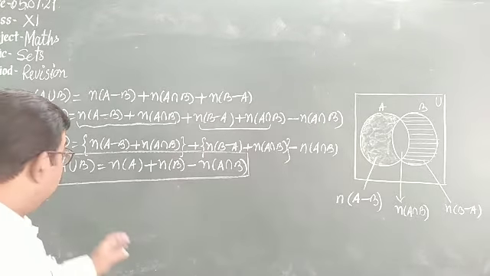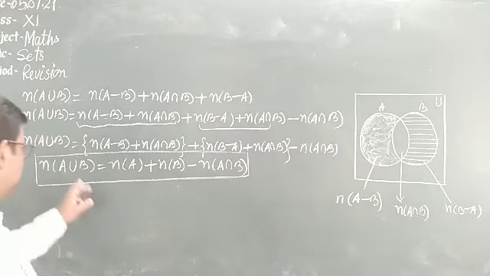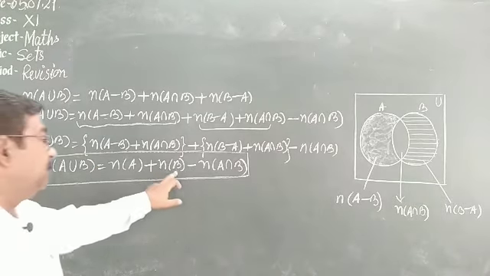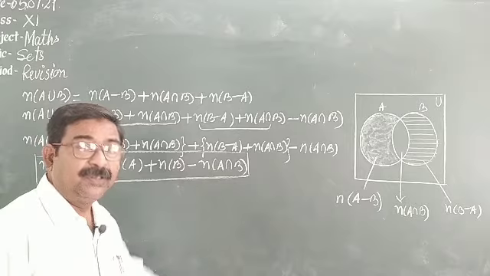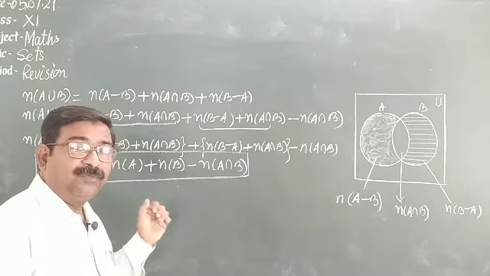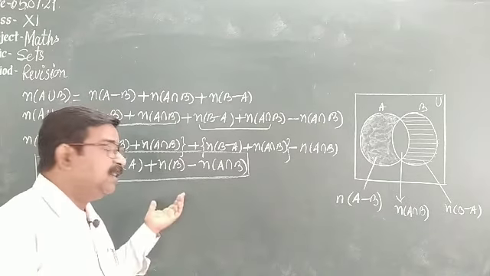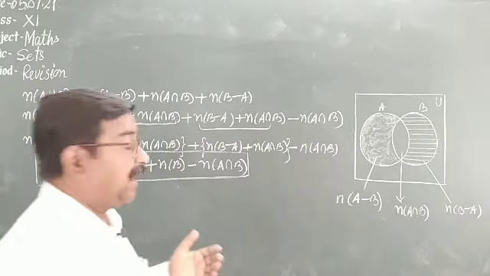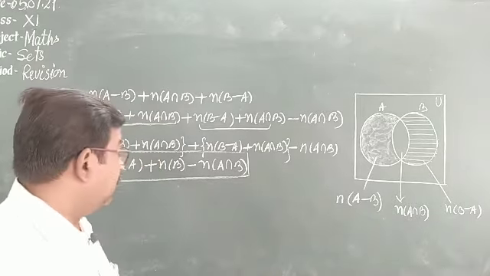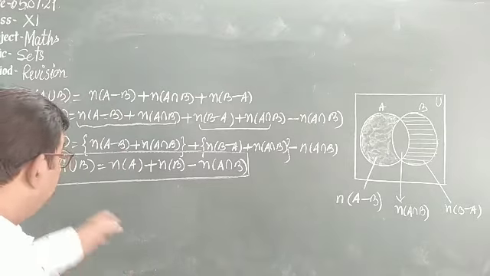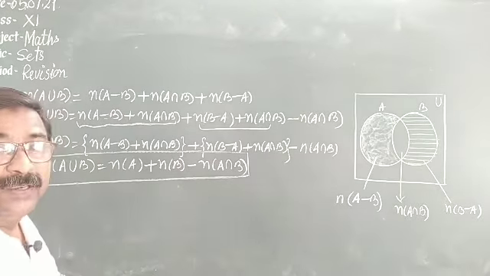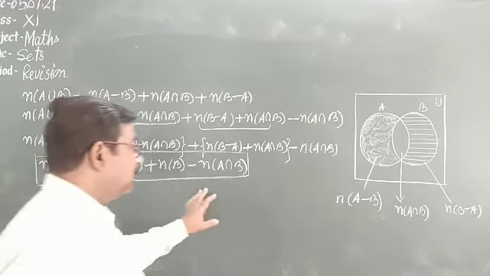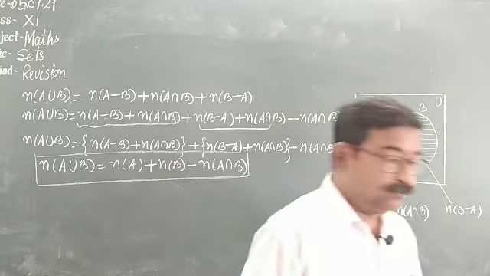So in this we have four terms. We have A union B, we have A, we have B, and we have N(A intersection B). Out of these four, any three will be given in the question. You just have to identify what is given, and after that put the values in this formula to find the unknown term. So this is the formula for two sets.